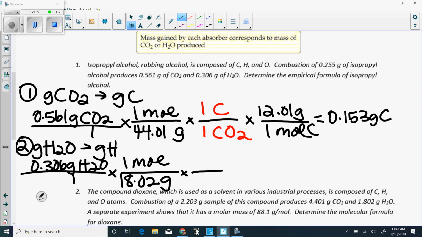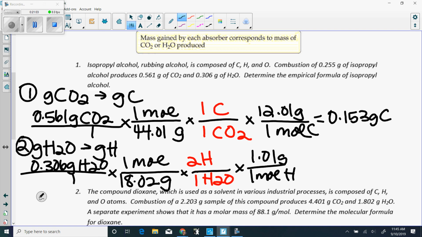The next step is a ratio step. Tell somebody next to you, if I have 1 water molecule, how many hydrogens is that? Tell somebody next to you, where does that go? 2. Okay, so it's not 1 to 1, now it's 1 to 2. I'm at moles of hydrogen. 1 mole of hydrogen is 1.01.